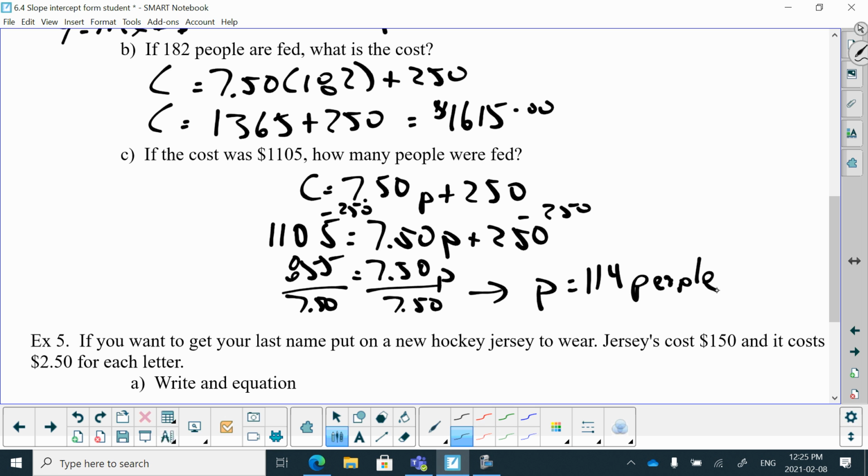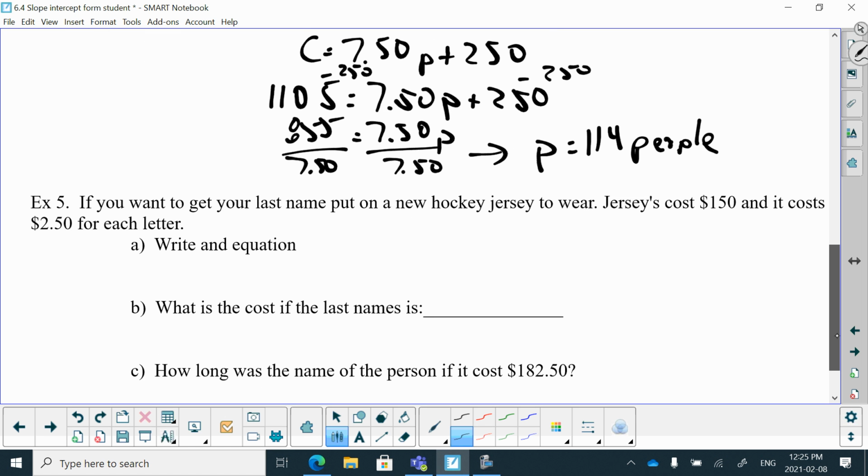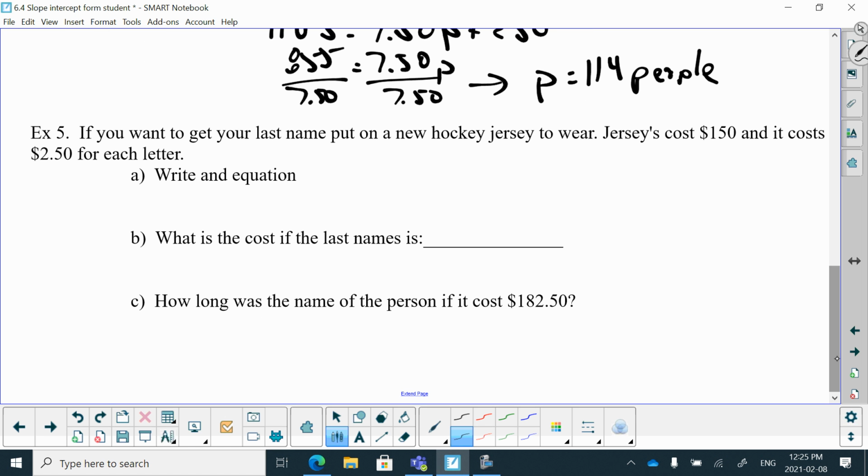One more. Okay. Let's say you want to get your last name put on a new hockey jersey to wear. Jerseys cost hypothetically $150 and it costs $250 for each letter. So before we even figure it out, how much is this going to cost us? What's our equation going to be?